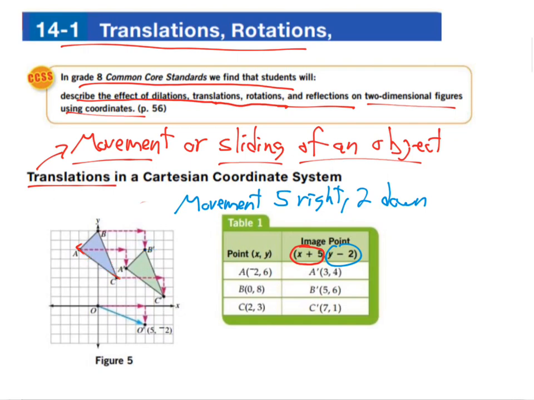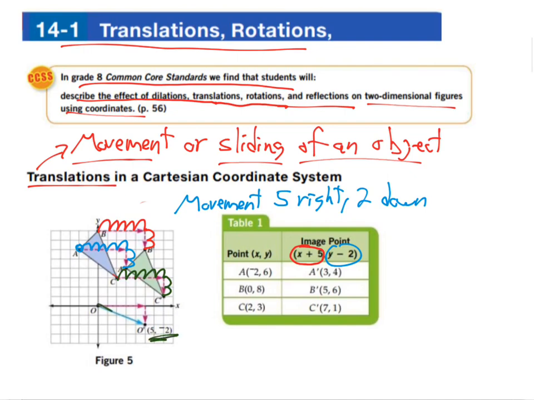Now how do we do that? Point by point. So we start with point A here, and it goes 1, 2, 3, 4, 5 right and 2 down, and then there's the new point A. Call that A prime. And then we take B and we also go 1, 2, 3, 4, 5 right and 2 down. There's the new point B. And C, same kind of thing. 5 right, 1, 2, 3, 4, 5, and 2 down. There's the new point C. So we take A, B, and C, move them each 5 right and 2 down. That's what this is showing right here.